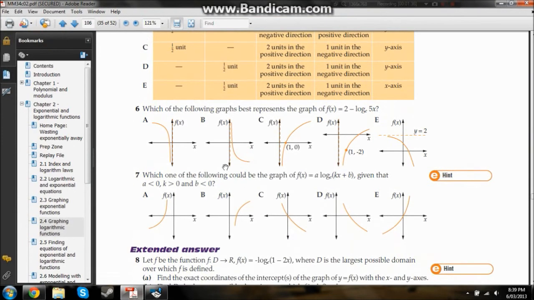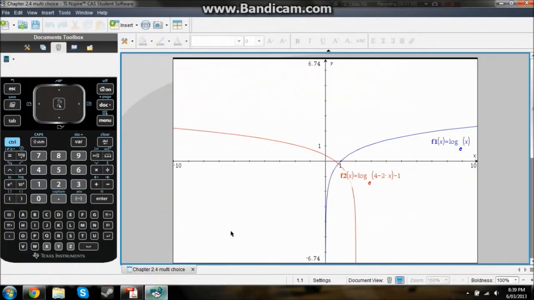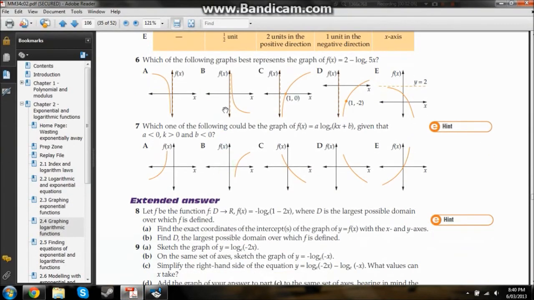Question 6: which of the following graphs best presents the graph of 2 take log to base e of 5x? So this one is really quick. If you know that a negative log is reflected in the x-axis, so it looks like a normal log graph except flipped upside down, the only one it can be is B, because all the others are the wrong shape. So instantly we can say that it's B, and that's what the graph looks like. See, it's the only one that has that same shape, so it has to be B.